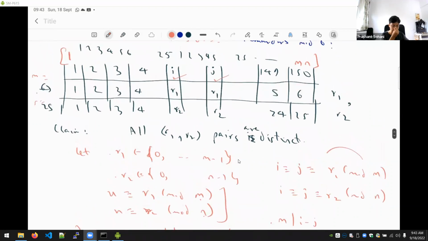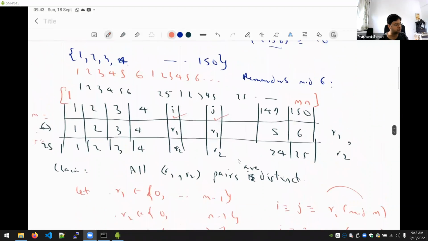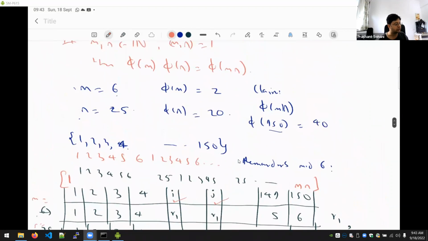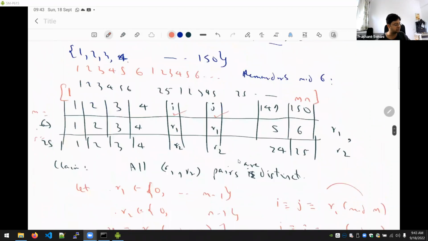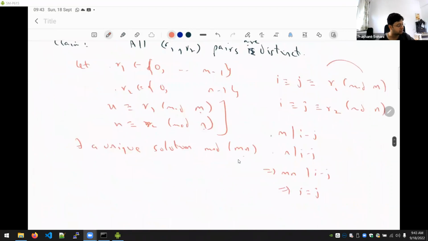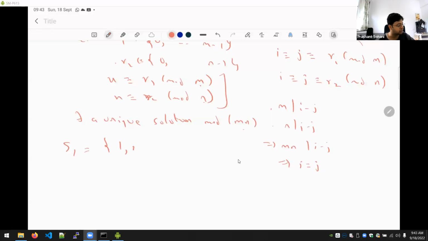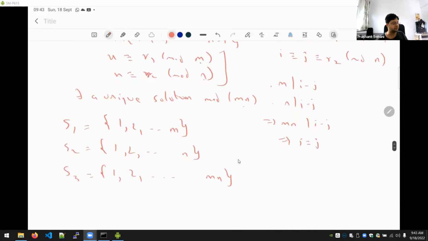Okay, but now we have to think about how this helps us to solve our problem. We are interested in counting the coprime numbers. So basically there are three sets we are considering. Let's say the set S1 is the numbers 1, 2 up to m. So these are all the numbers from 1 to m. S2 is the set of numbers from 1 to n, and S3 is the numbers 1, 2 up to mn. What we've shown right now is that there exists a bijection between S3 and S1 cross S2.